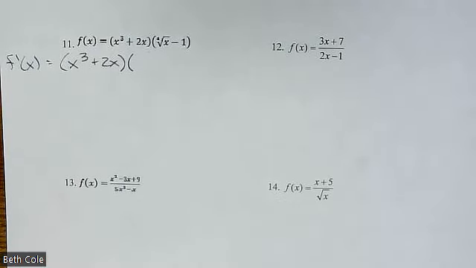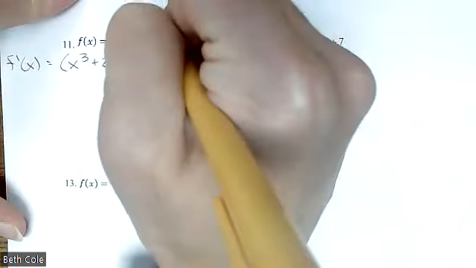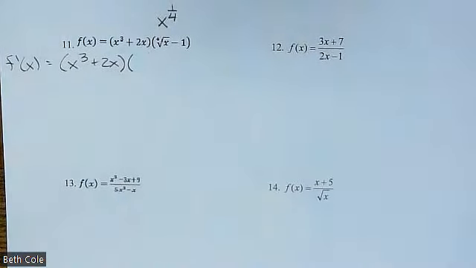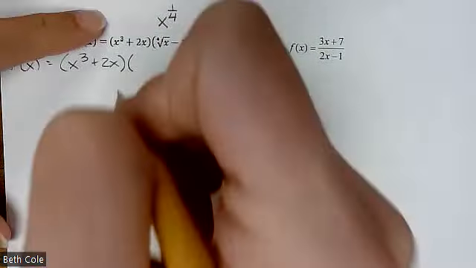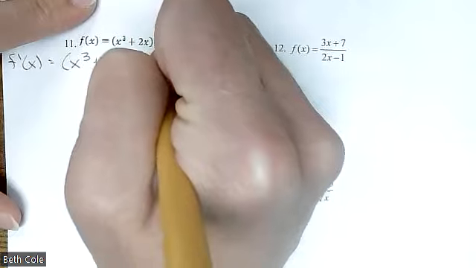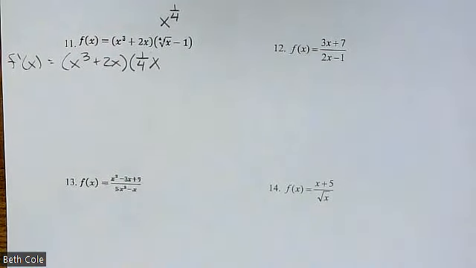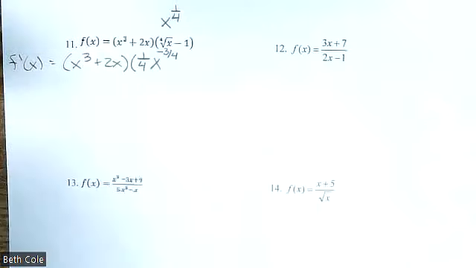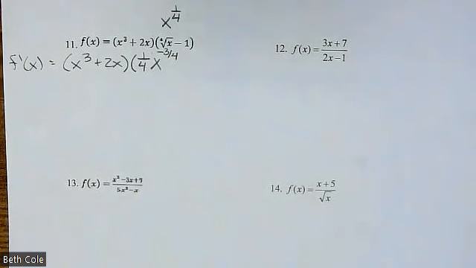4th root of x. That means x to the 1/4. So when we do that derivative, you will bring the 1/4 down, put x, and you have to subtract 1. So 1/4 minus 1 is negative 3/4. Good. Anything else to that one? Is there any more to that derivative?